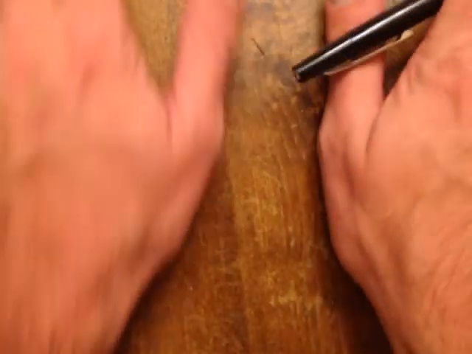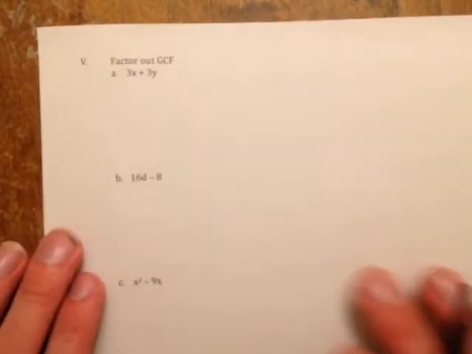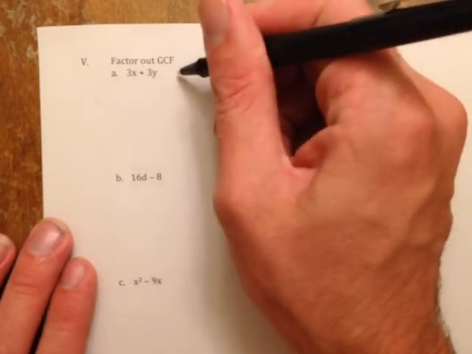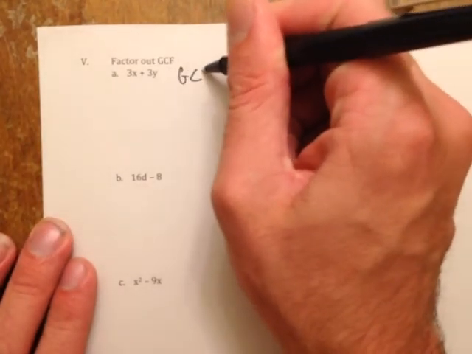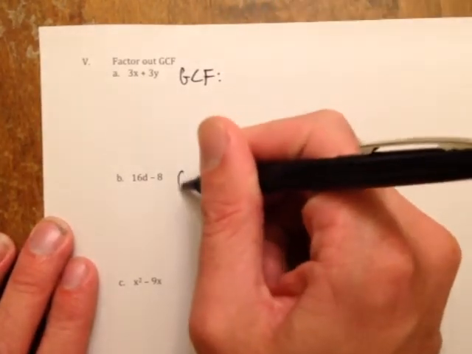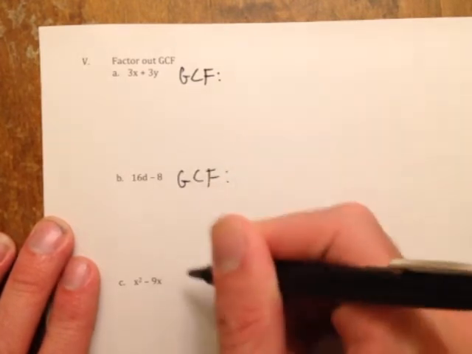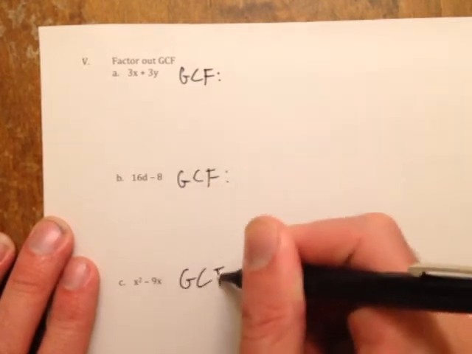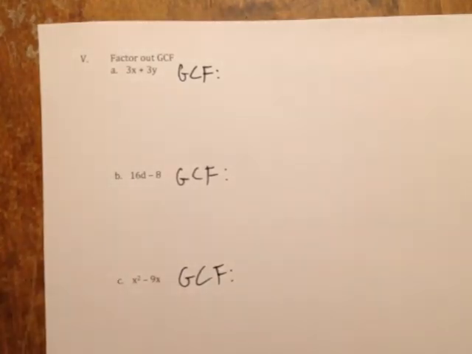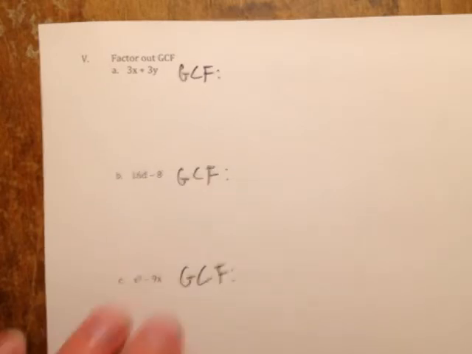Okay, so now we're going to practice actually factoring out the GCF from several expressions. What you want to do is you first want to identify the GCF. Okay, so I'm going to even write that down by these first couple here. And then you want to rewrite each term in the expression as the GCF times something else.